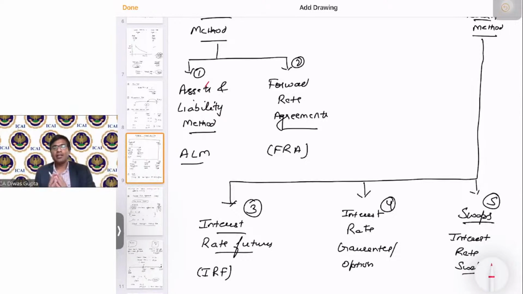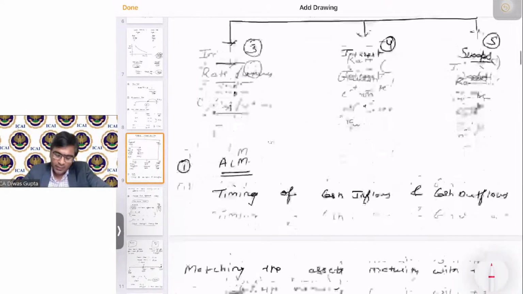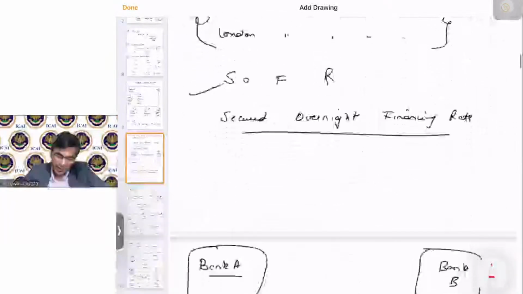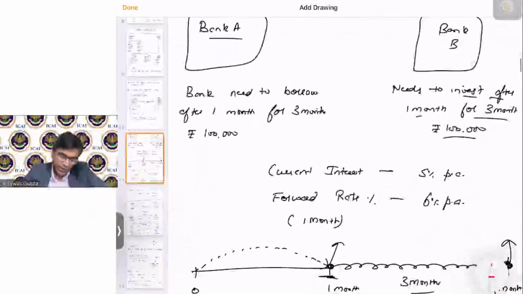If it is matched, then we will be able to minimize the impact on our balance sheet and profit and loss account on account of the interest rate changes. We also studied about forward rate agreements. So let's go to forward rate agreements. We said that in forward rate agreements, the agreement is to borrow or lend not today, but in future. And that too, in future, it will happen at the rate that is specified, which is a forward rate.